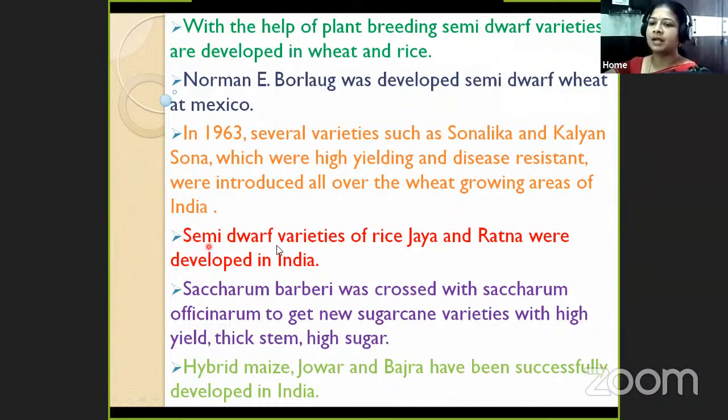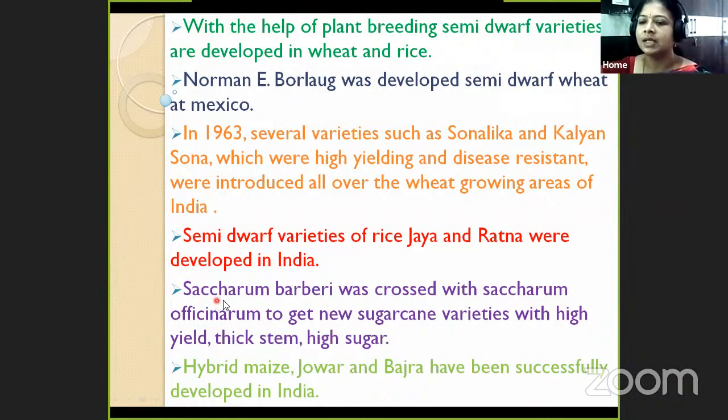Next, coming to rice. The semi-dwarf varieties of rice, Jaya and Ratna, were developed in India. So these are the semi-dwarf varieties of wheat and rice.